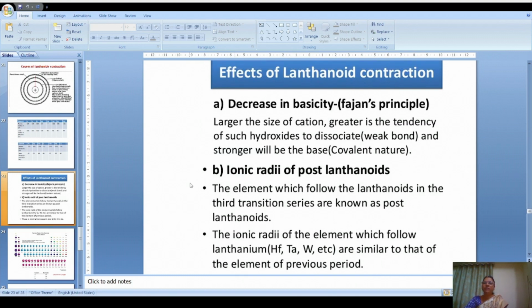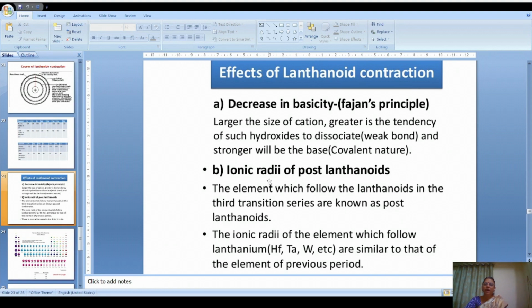Now what are the effects of lanthanide contraction? There is a very small but gradual decrease in size, and because of lanthanide contraction, there is a decrease in basicity. The larger the size of the cation, the greater is the tendency of its hydroxide to dissociate, and the stronger will be the base. So this is the first effect or first consequence.